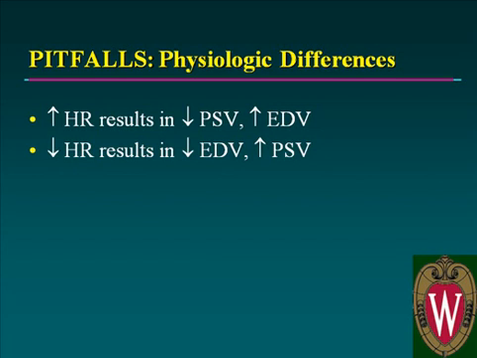Then there are physiological differences between patients that can result in different measurements. Patients who are tachycardic or have a fast heart rate will tend to have a lower peak systolic velocity and a higher end diastolic velocity because of the lower filling of the cardiac chambers and the shortened time for the diastolic flow to decline. Patients with an exceptionally low heart rate or bradycardia will tend to have lower end diastolic velocities because the decline within the waveform is greater and the peak systolic velocities tend to be greater.